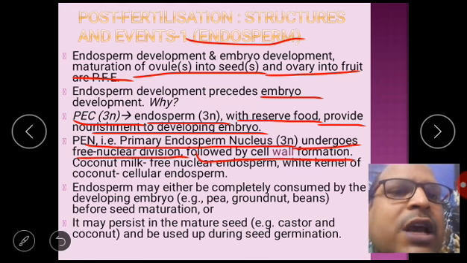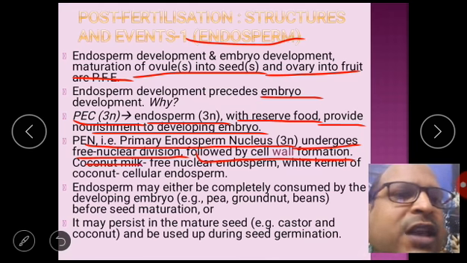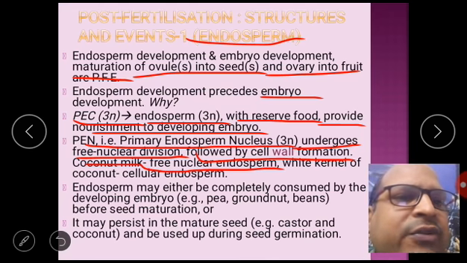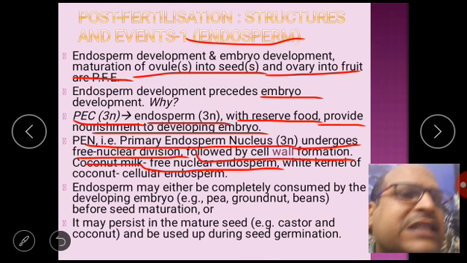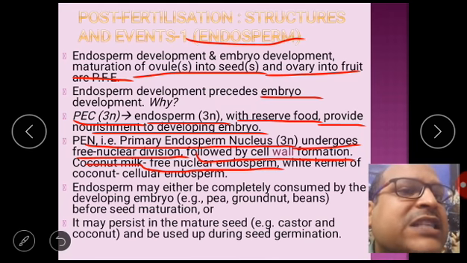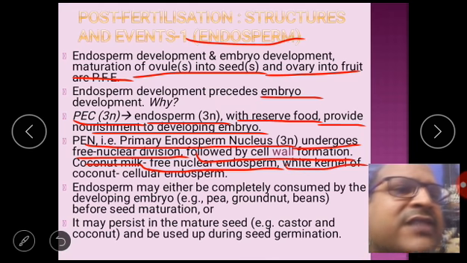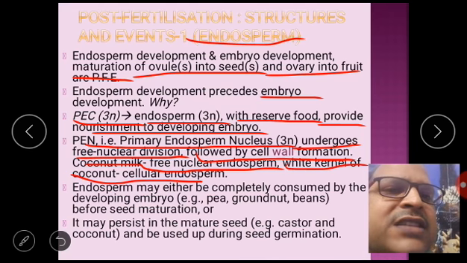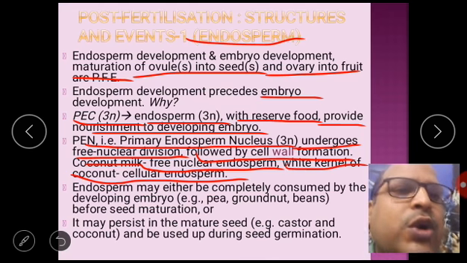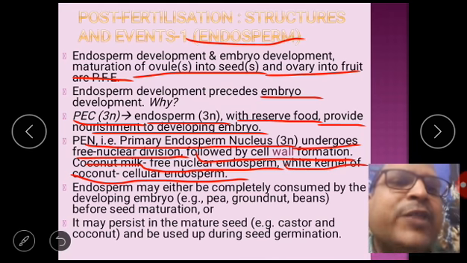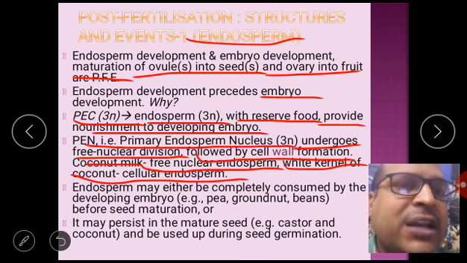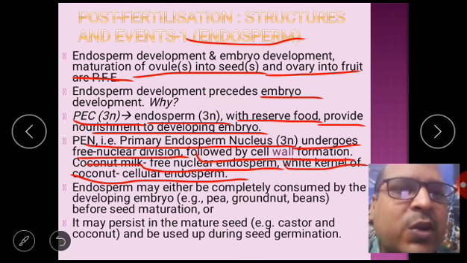I'm telling you, in coconut, the coconut milk is a free nuclear endosperm. That milk is actually the endosperm, and in that milk, thousands of free nuclei are present, but there is no cell. But the white kernel of the coconut is the cellular endosperm. That white part of the coconut is cellular, but the liquid part, the milk, is not cellular till now. Cell wall is not developed, so that is known as free nuclear endosperm.